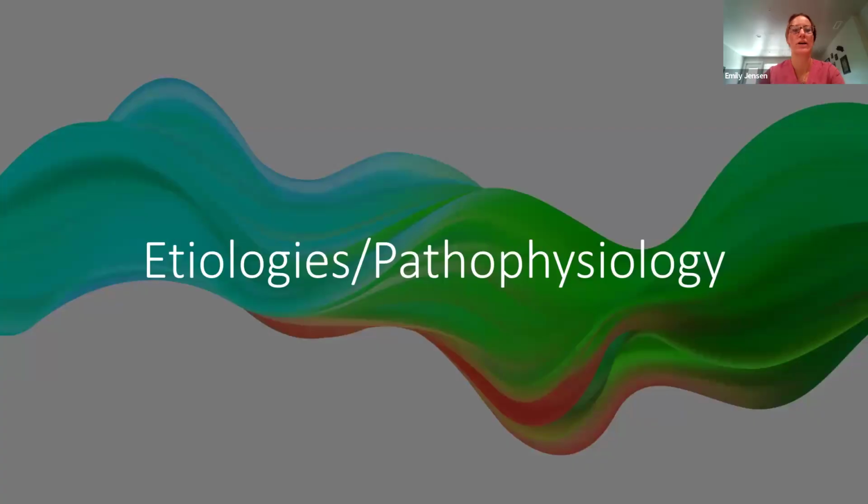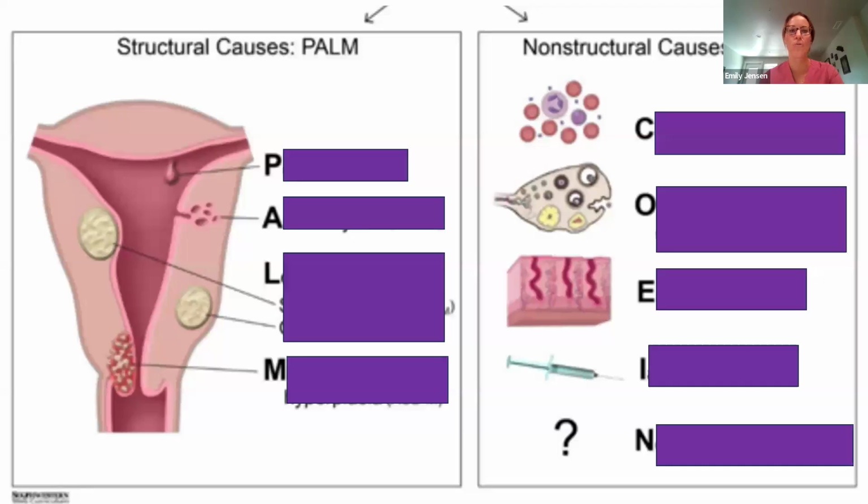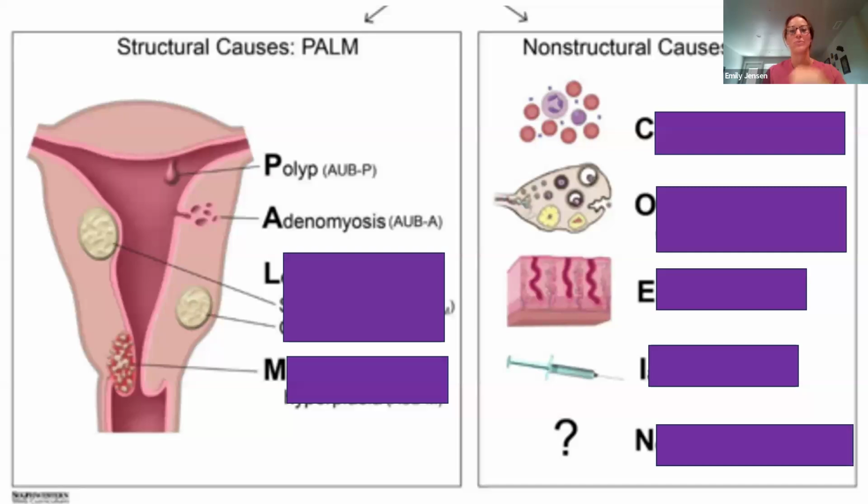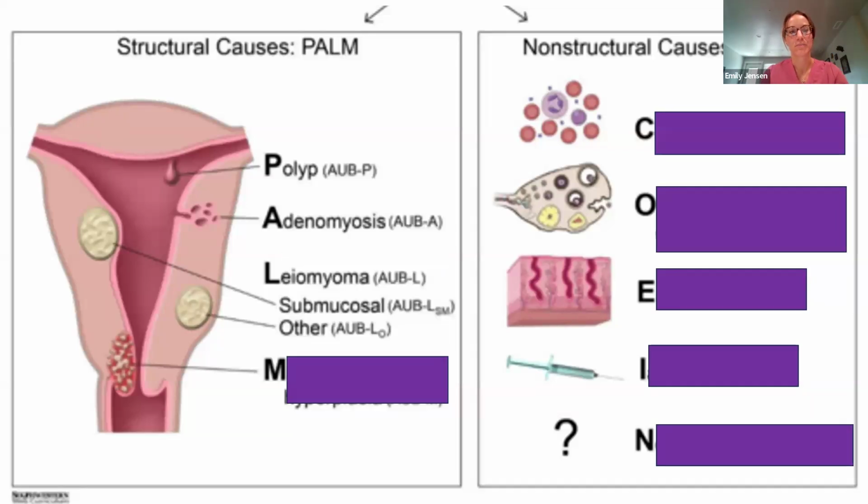Moving forward, let's go ahead and talk about etiology and pathophys. So hopefully you automatically think of PALM-COEIN, however you want to pronounce it. But structural PALM, you can just remember your palm itself is structural. So PALM. Think what P is, and you have this nice picture to tell you, but we've got polyps, adenomyosis, leiomyomas or fibromas, which can be in different positions depending where they are in the uterus layers. And then you have malignancy. So that's your PALM, and obviously structural.